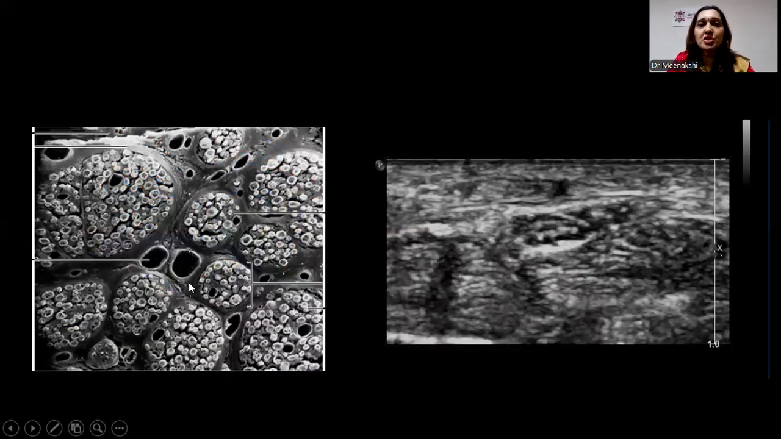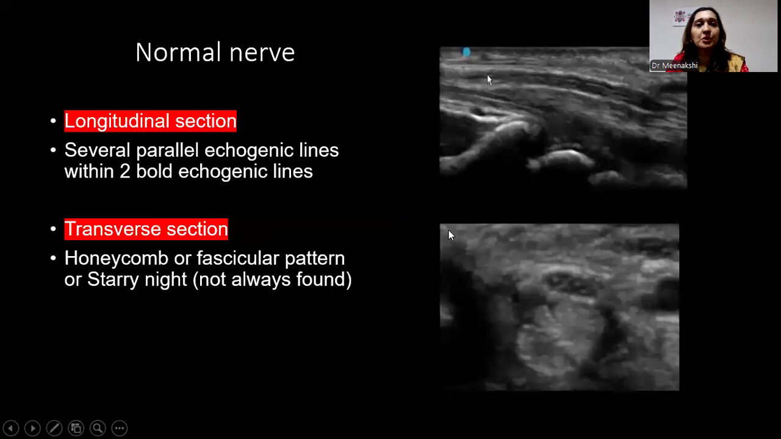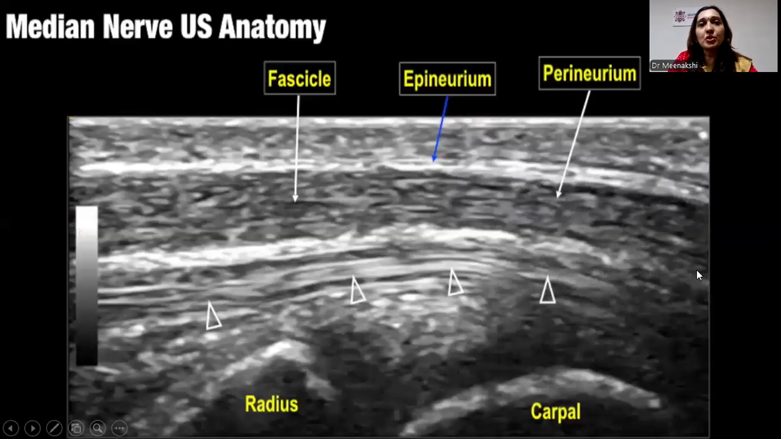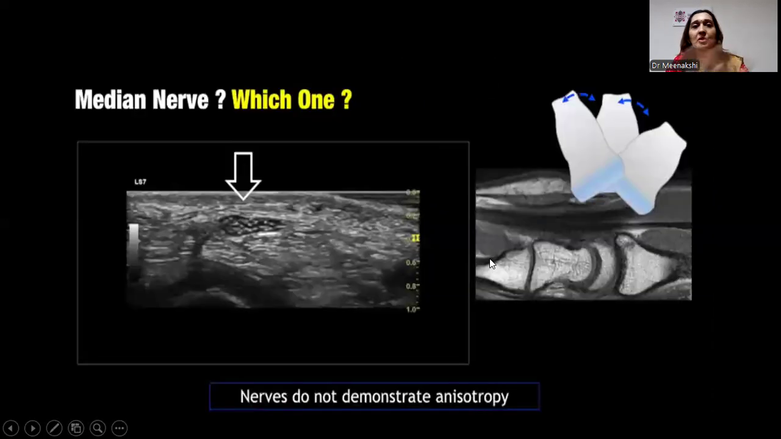So just a picture to show you the comparison between the two. For a normal nerve, you always look at two sections, the transverse and the longitudinal sections. In the transverse sections, you have a honeycombing or fascicular pattern. And in the longitudinal sections, you have two parallel echogenic lines with a lot of echogenic lines in between. That's basically your perineurium. So this is how it looks on an ultrasound. Again, this is just a picture to show you how it looks on an ultrasound. You have the various fascicles, the epineurium and the perineurium.